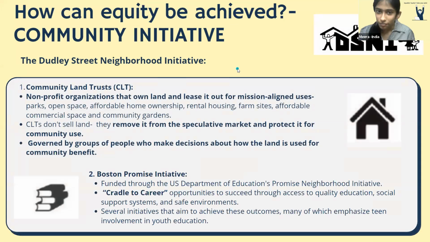Great. So now that we've looked at some awesome examples that are working on a global level to ensure equity, let us look at how equity can be achieved by people like us, communities, right? The best way is to learn from a good thing in the past and try to implement it in the future, right? So I'm going to talk about an initiative called the Dudley Street Neighborhood Initiative, abbreviated as DSNI. I'll be referring to it as DSNI from now on.